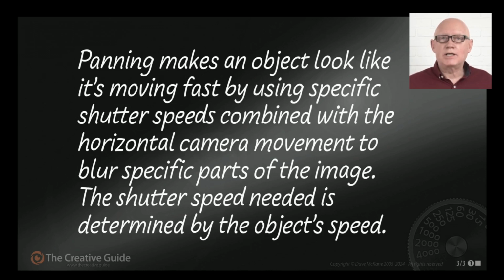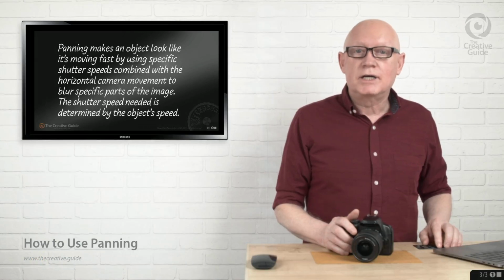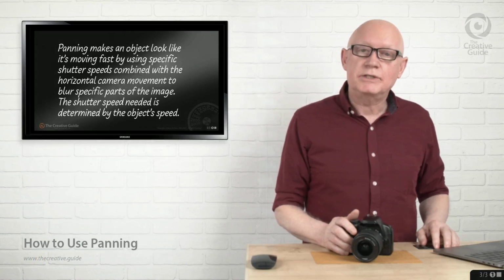So panning makes an object look like it's moving fast by using specific shutter speeds combined with the horizontal movement of the camera to blur specific parts of the image. The shutter speed needed is always going to be determined by the object's speed. In this course, I'll guide you through the process of doing all of that.